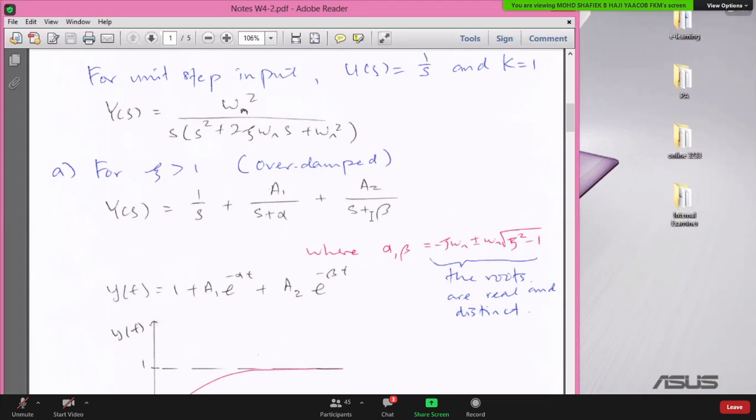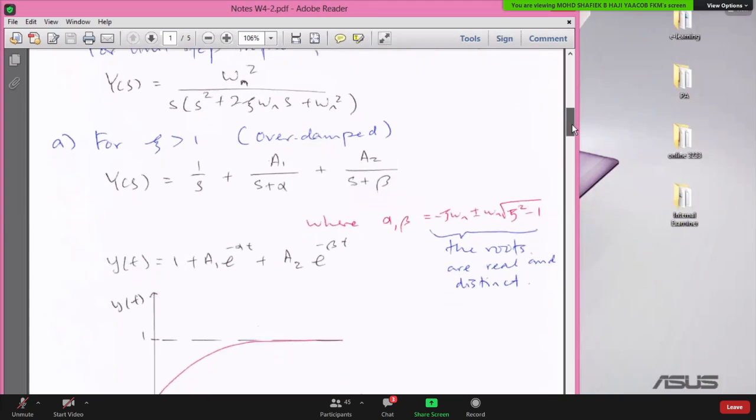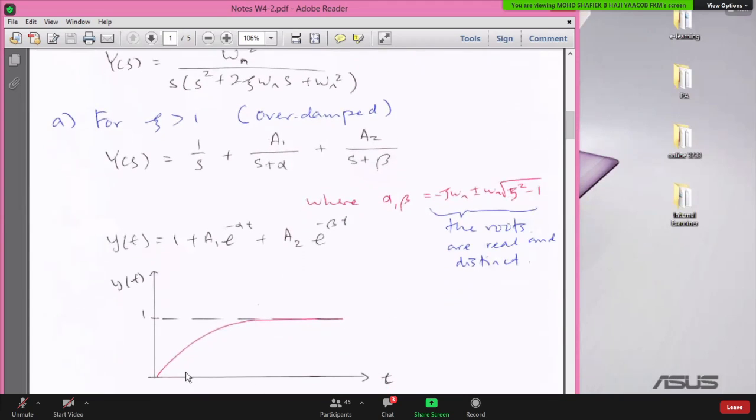Again, these are the roots of the quadratic equation. If they are real and distinct, and of course you can factor it out, then the time response of a second order system looks just like the first order system. So this is called the overdamped case. When zeta is greater than 1, this is called the overdamped case.